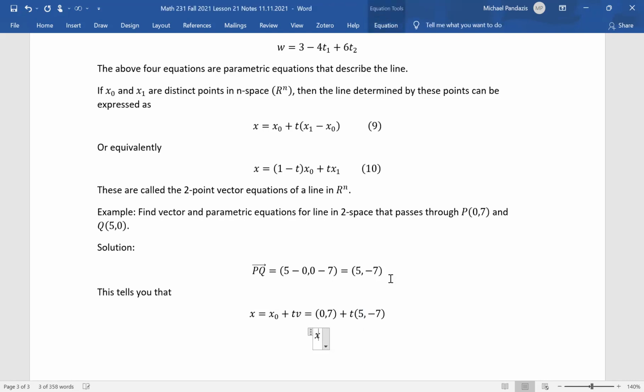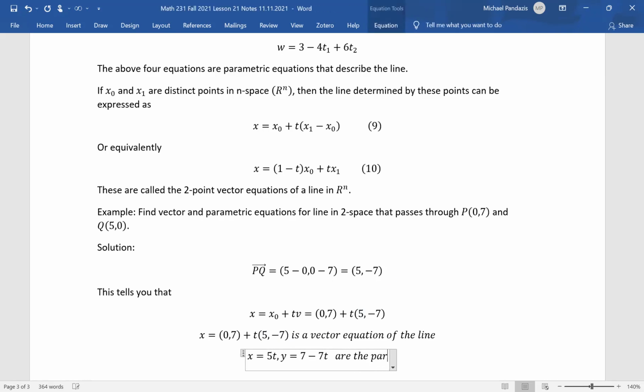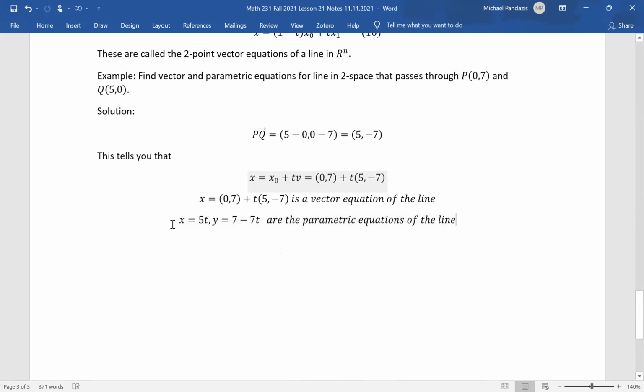So X is equal to (0, 7) plus T times (5, -7) is a vector equation of the line. Okay, and then parametric equations are: X is equal to 0 plus 5t, or X equals 5t. Y is equal to 7 minus 7t. Those two equations are the parametric equations of the line. The parametric equations are a set of equations, so these two equations together as a collection are the parametric equations of the line. Okay, so we found the vector and parametric equations for that line.